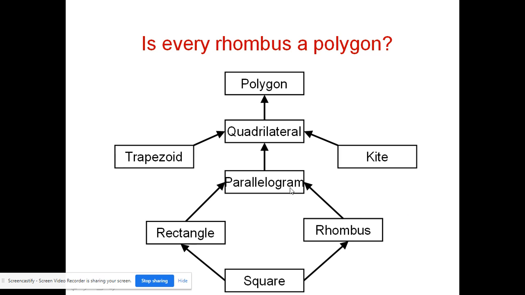Is every rhombus a parallelogram? Yes. And because of that, every parallelogram is a quadrilateral, and every quadrilateral is a polygon. So, yes, every rhombus is a polygon. Just think about it. Every rhombus has what a polygon has. It has the attributes of straight sides, closed, and two-dimensional or flat. Every rhombus does.